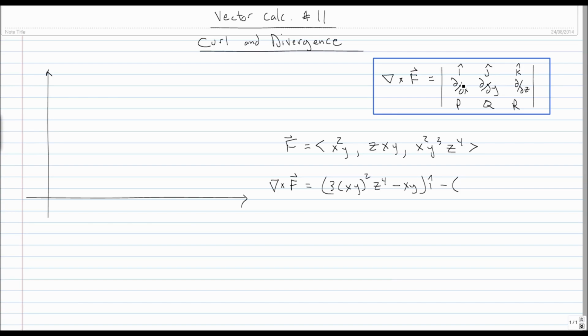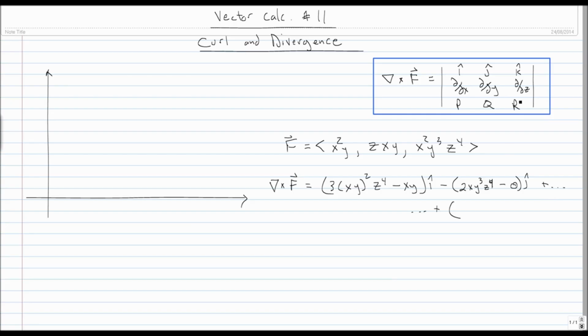For the j component here, we'd have the partial of the z component with respect to x. So that would be this guy here, 2xy cubed z to the 4. And then we would subtract from that the partial of the x component with respect to z. So that would be 0.